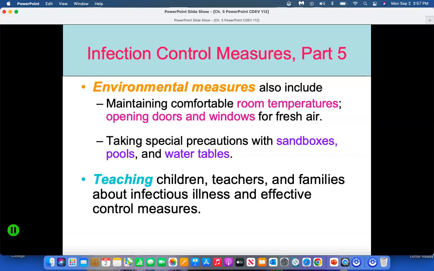Teaching children, teachers, and families about infectious illnesses and effective control measures is a good habit to have at your preschool center or your school site.